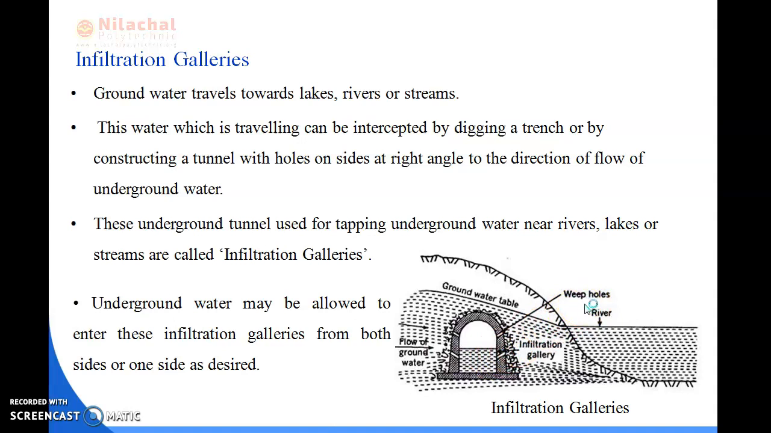The infiltration galleries are surrounded on the sides and the top with gravel or pebble stones to increase the intake capacity. You can see here the pebble stones surrounding the gallery. So this is known as the infiltration galleries.